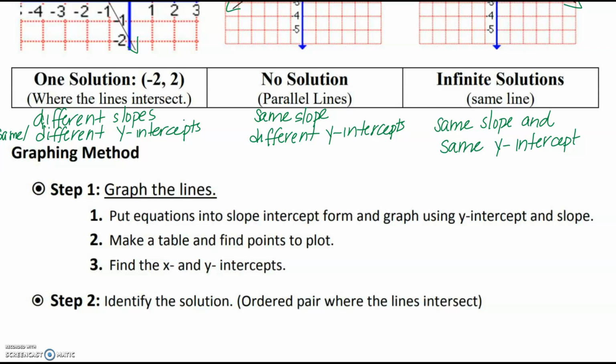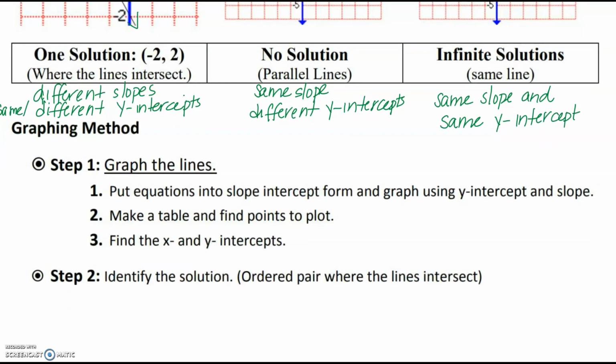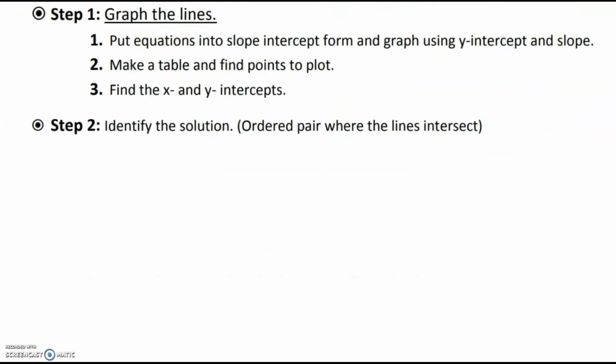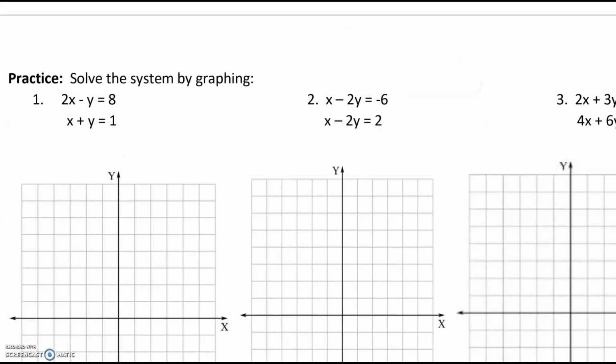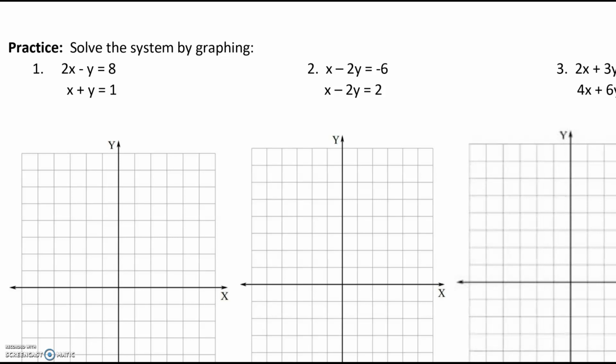So the first step when we go to solve a system by graphing is to graph the lines. I personally like to put them in slope-intercept form because you can look at and see what the slopes of each are, and then you already know: are you going to have one solution, no solution, or infinite solutions? You then identify your solution after you graph. Okay, that's all that's on that page. So let's go to the next page where we're practicing solving by graphing.